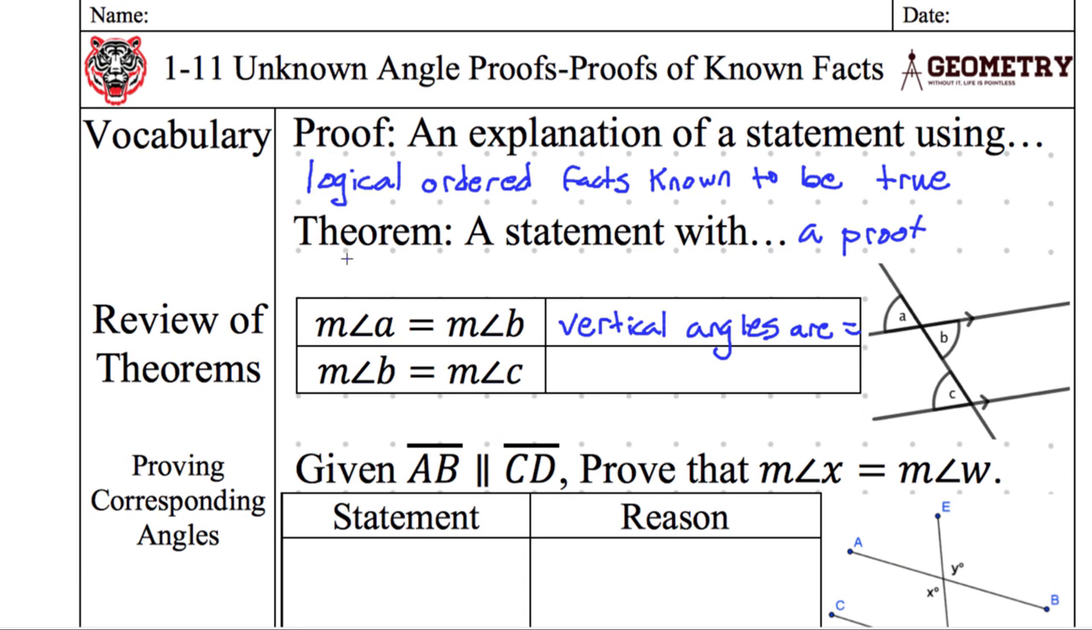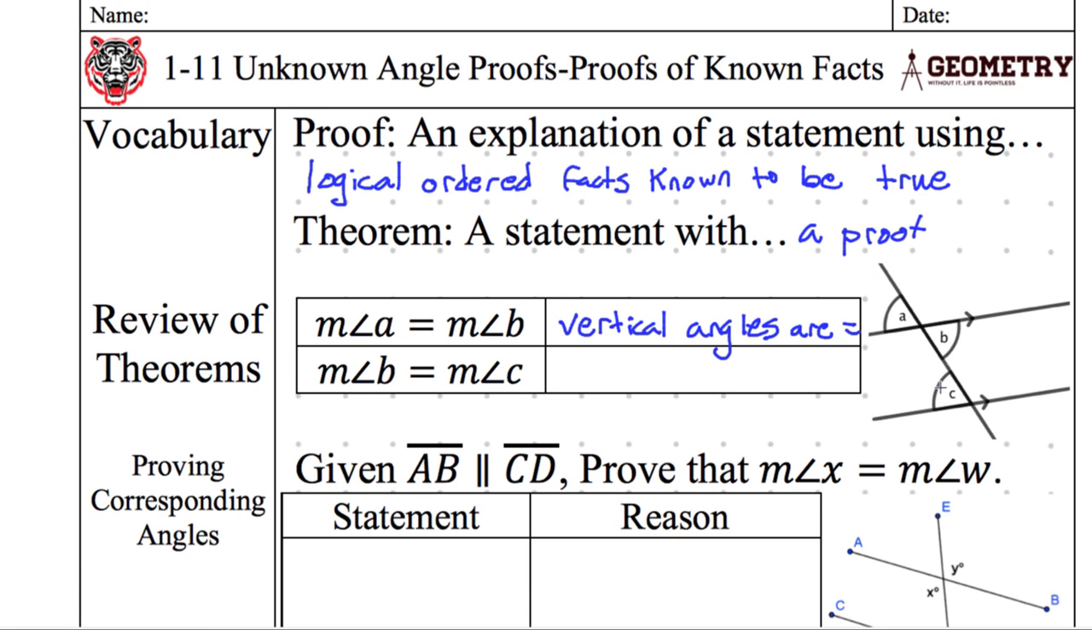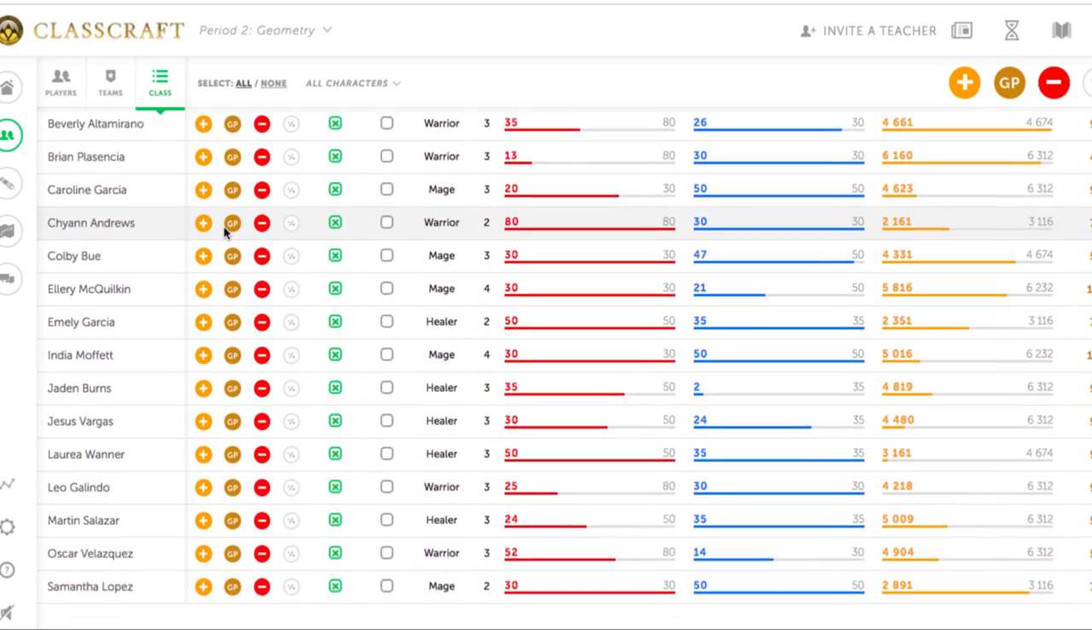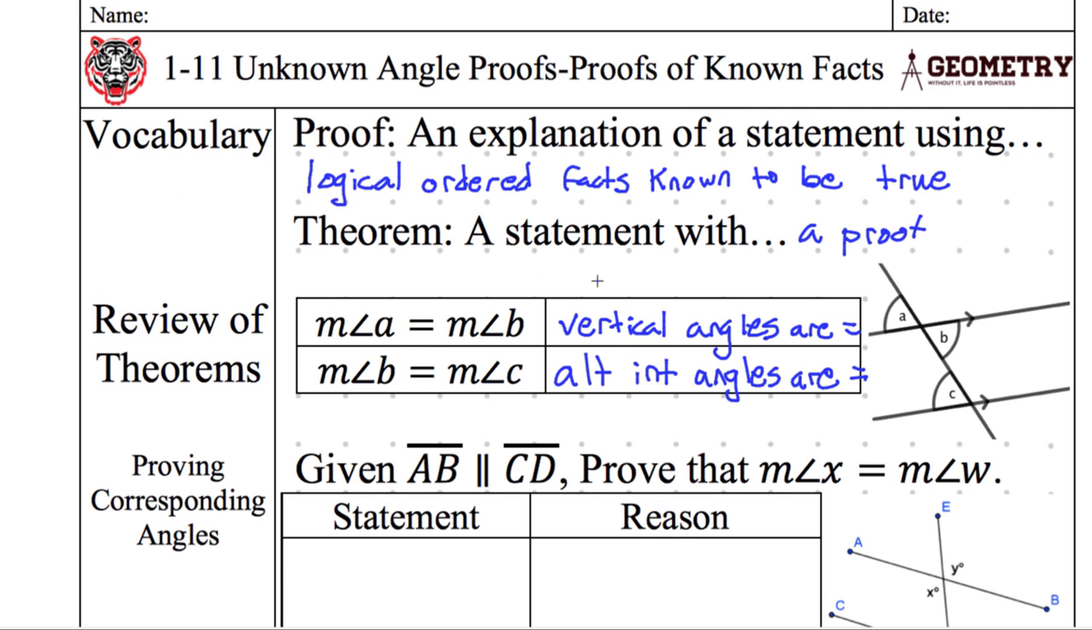Quiet raised hand. Why are B and C the same measure, Caroline? They're congruent. Why? By what theorem? There it is. Alternate interior angles. So write it down. By alternate interior angles, those alternate interior angles are equal. Okay, Caroline, there's your 50 XP. Those are theorems that you know how to use. We knew that we could use them because I have parallel lines here. Those little arrows mean that they're parallel.